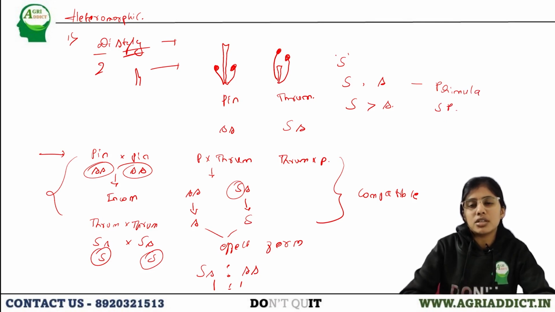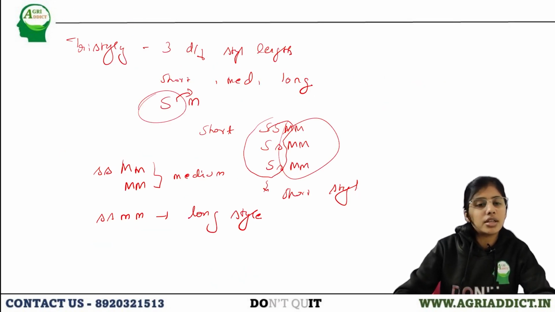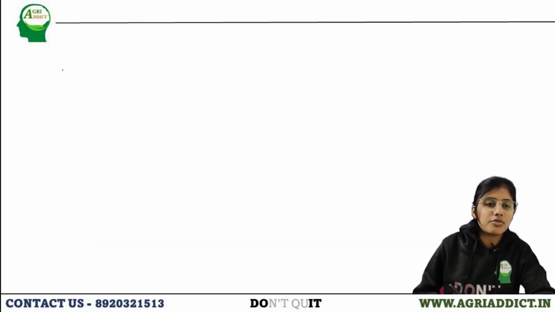So since this kind of variations we don't see in many of the crop plants, it is of less importance for our crop breeding program. So next we will see homomorphic self-incompatibility, which is of very much importance to the homomorphic breeding.